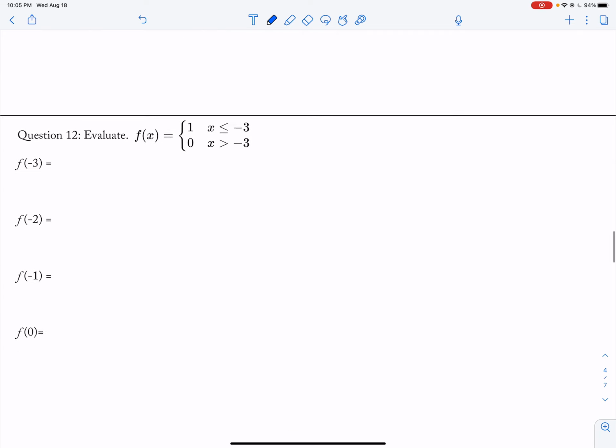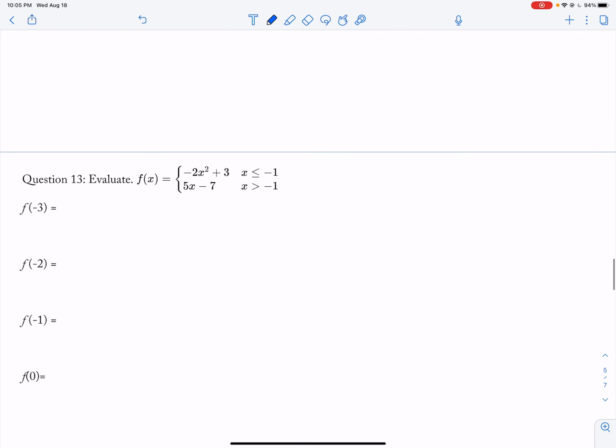I'll do the same thing here for 13. Here, -3 is less than -1. So that's -2 times -3 squared minus 3. So I get -2 times 9 plus 3, so -18 plus 3, which is equal to -15.